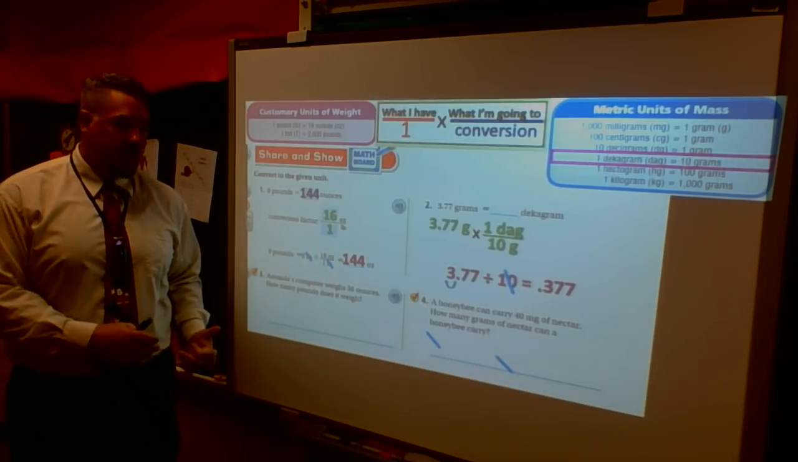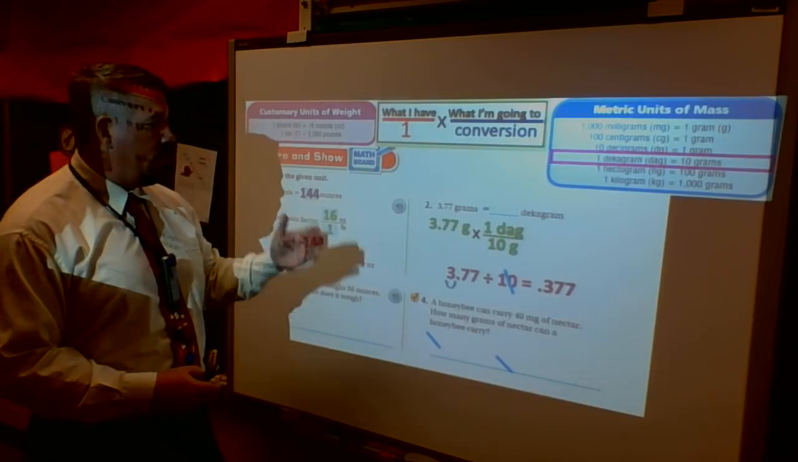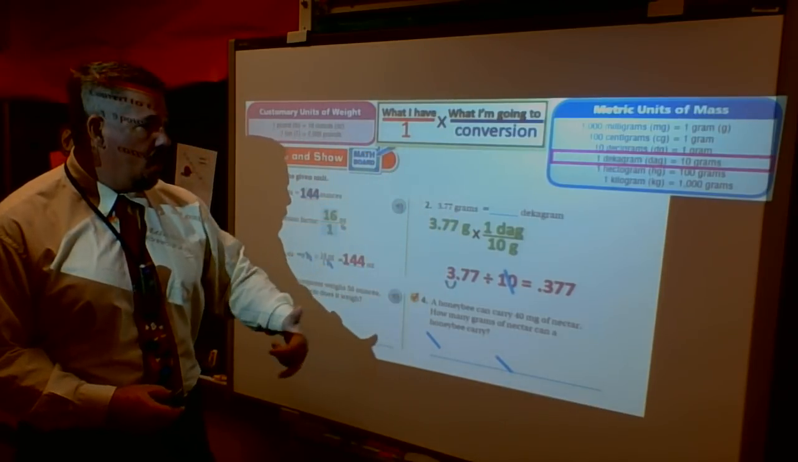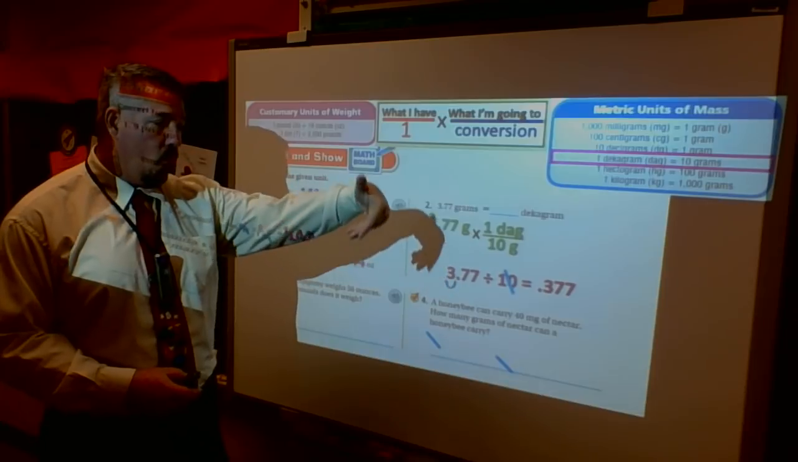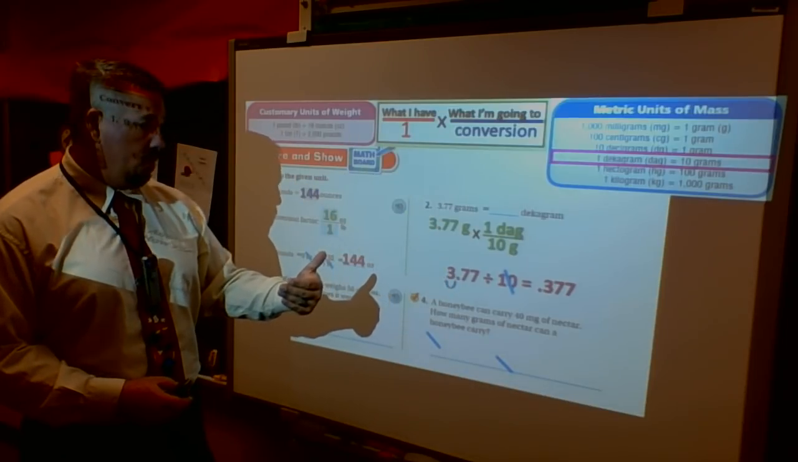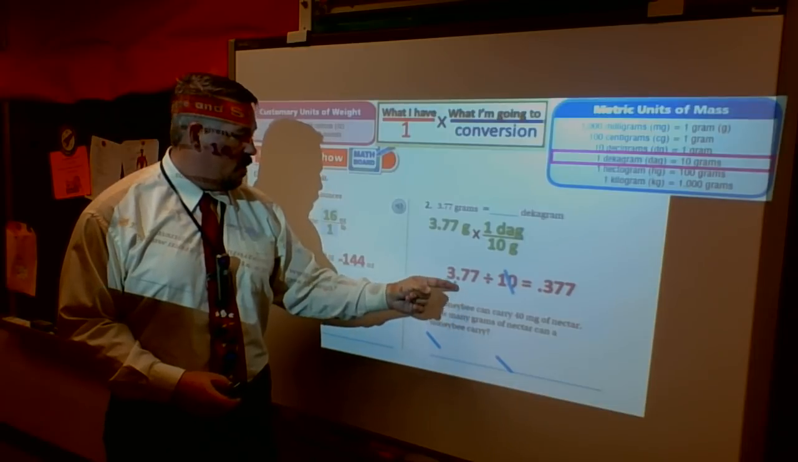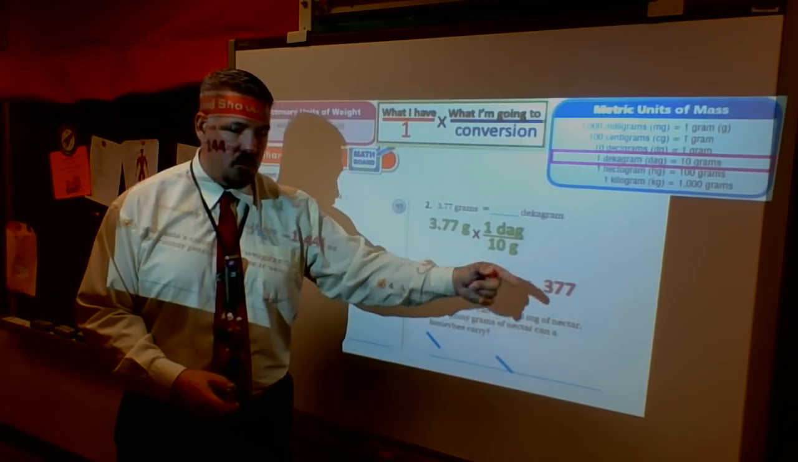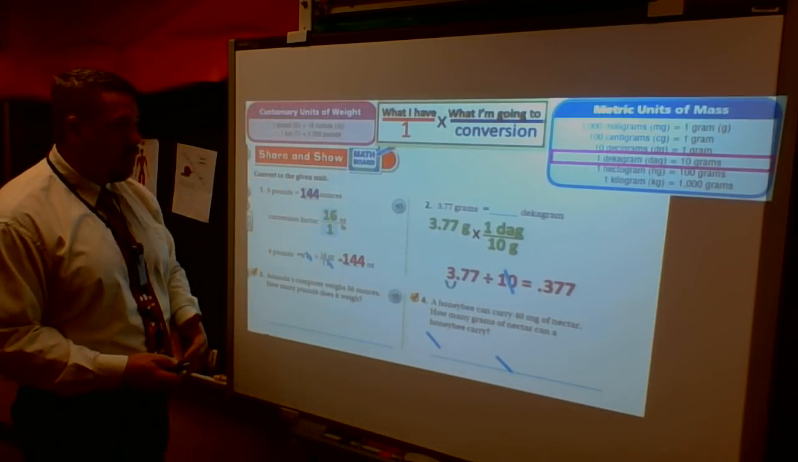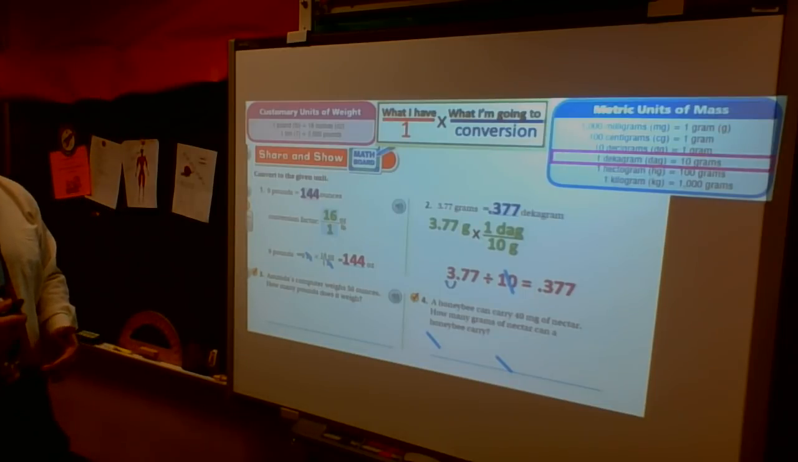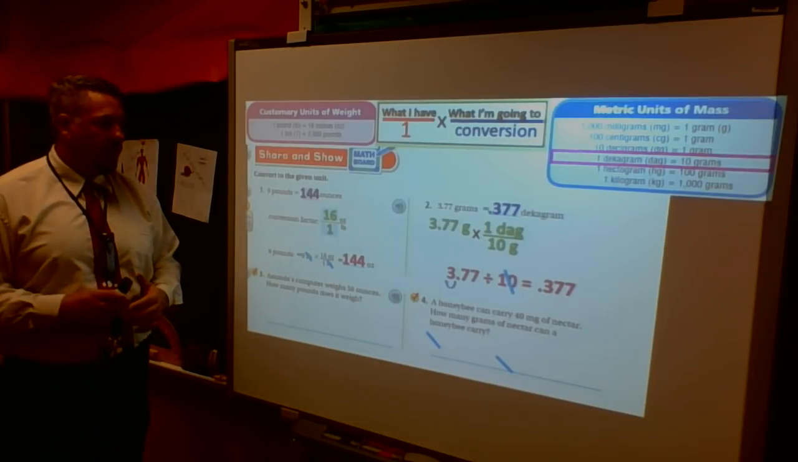Or I could simply say, well, I know according to my steps with King Hector, I'm going from grams and I'm going up 1 step to the left. 1 0 to the left tells me they have 0.377 or 377 of a decagram. 377 thousandths. I don't think it said thousandths there.